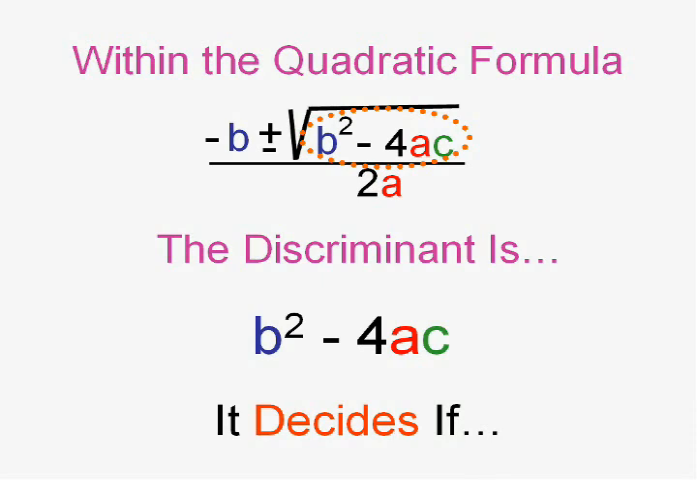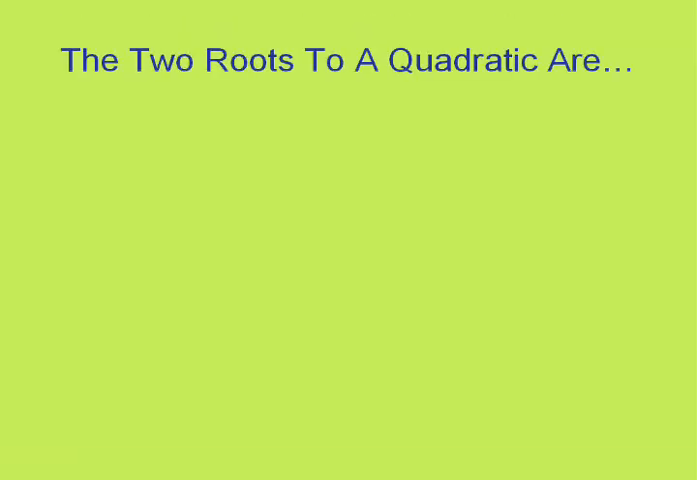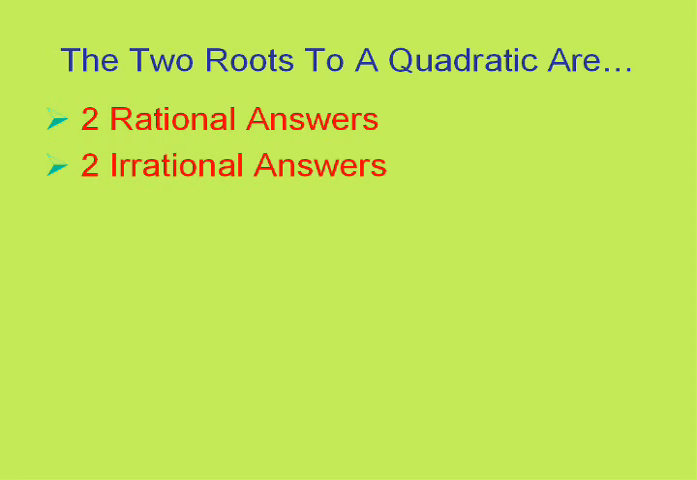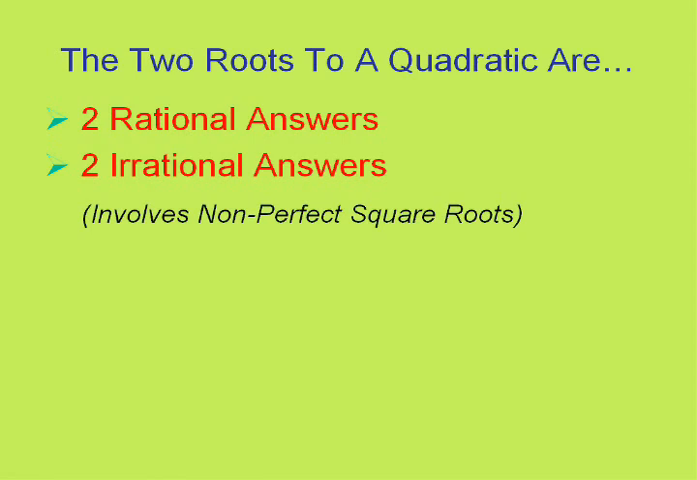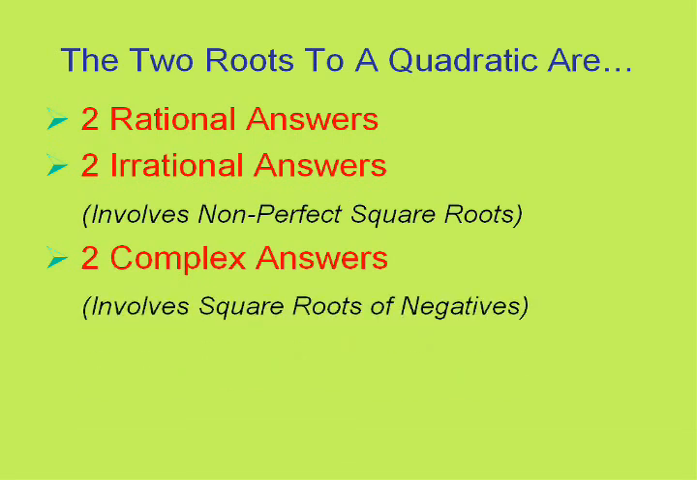Basically, what does it discriminate? It decides if the two roots to the quadratic equation that you have are either two rational answers, in other words, you can write them down, two irrational answers. They're real answers, you just can't write them down. Basically, those are going to be when you have non-perfect square roots, or two complex answers. That's going to be when the square roots within that are negatives.